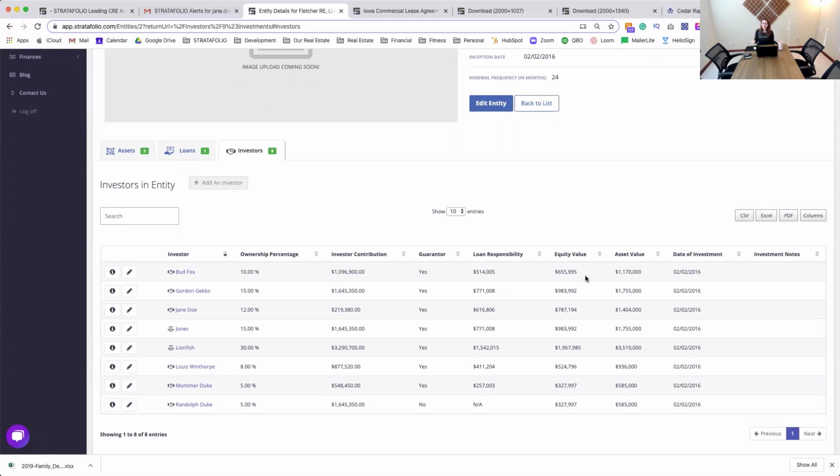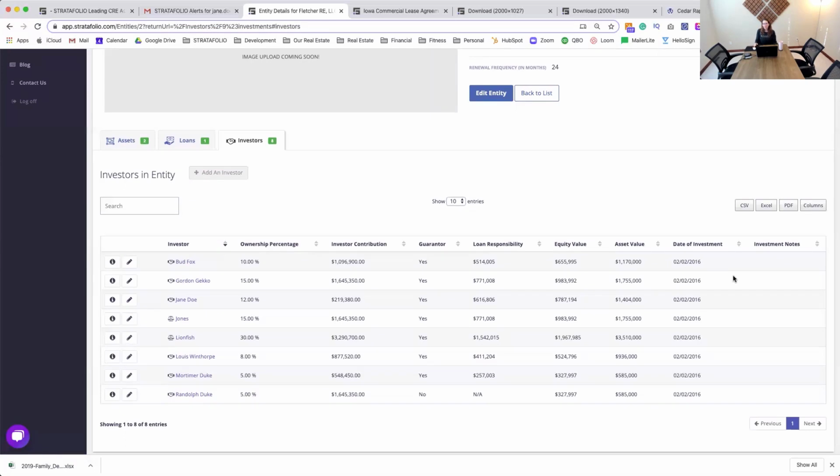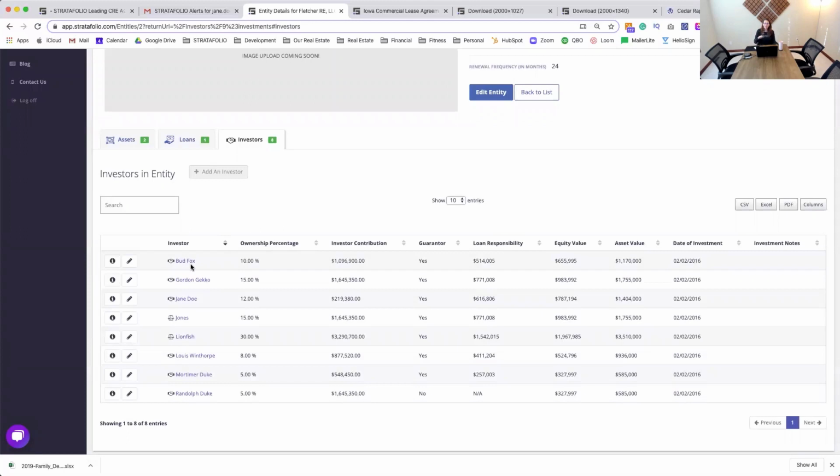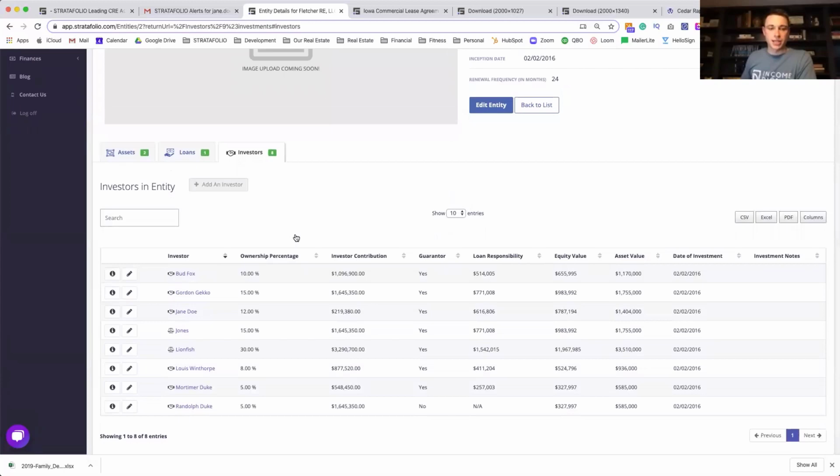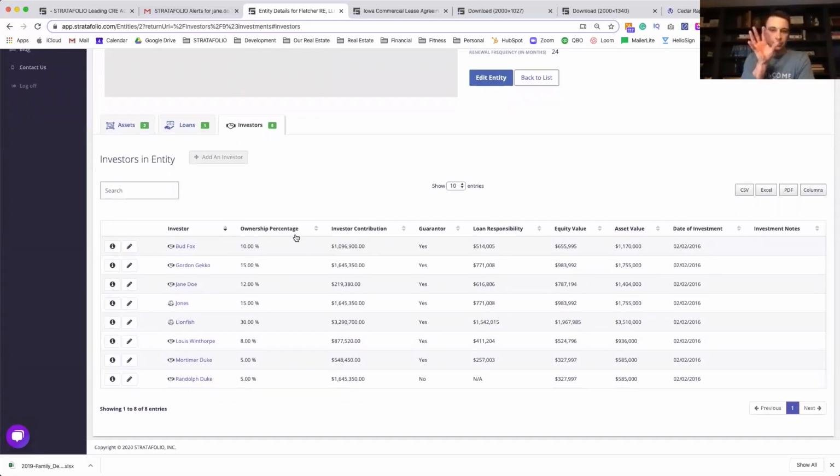His equity value in this asset is $656,000. His portion of the asset value is 1.17. The date of investment, and so all of that is available. And very shortly here, Bud Fox will be able to log in and see his portion only of everything in this portfolio. Got you. Okay, so the investors can log in and only see what they're tied to from a portfolio standpoint. That is the next thing on our development path.